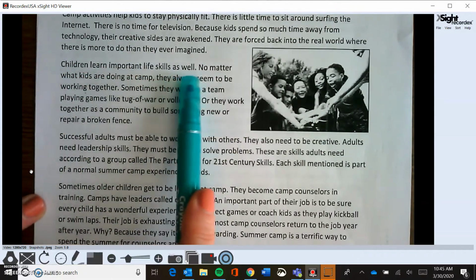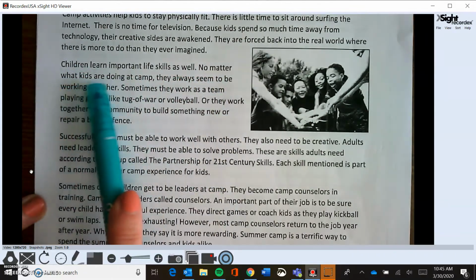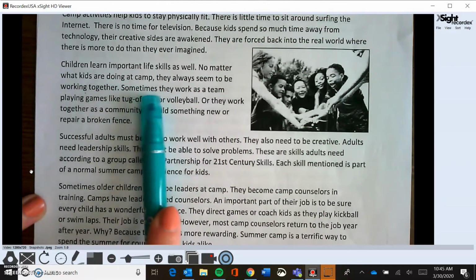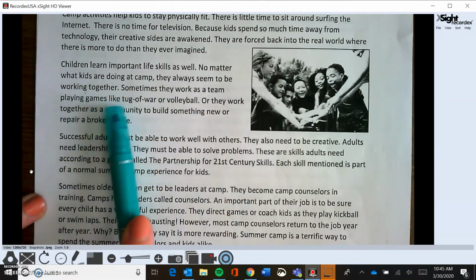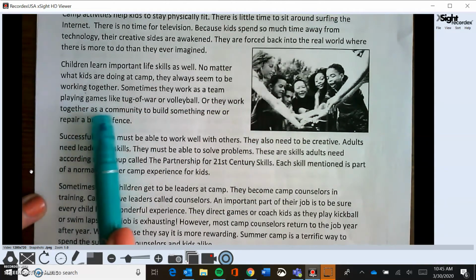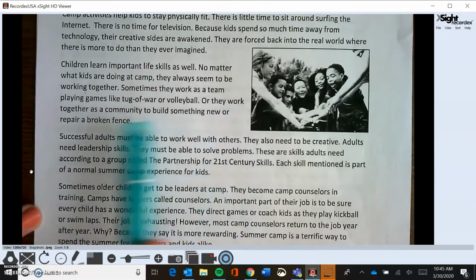Children learn important life skills as well. No matter what kids are doing at camp, they always seem to be working together. Sometimes they work as a team playing games like tug of war or volleyball. Or they work together as a community to build something new or repair a broken fence.